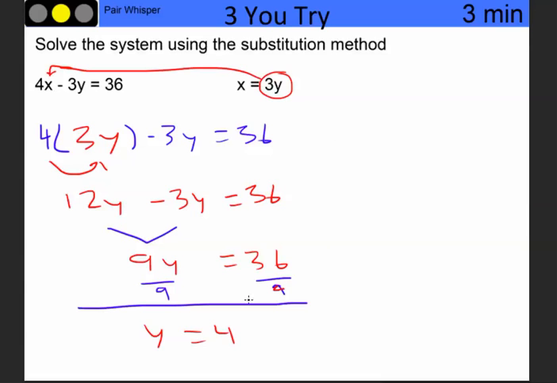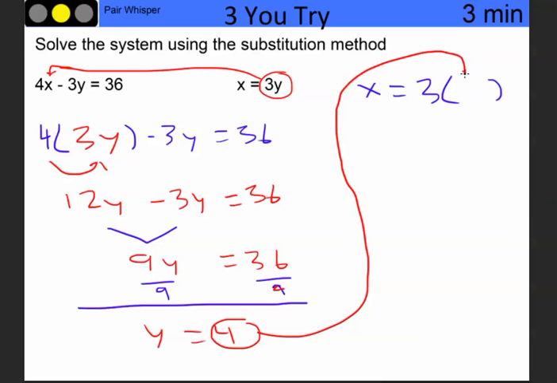Alright, now I can substitute this back into my original equation of x equals 3y. And in place of y, I'm going to put what I know y equals now, which is 4. So 3 times 4 is 12, so x equals 12.